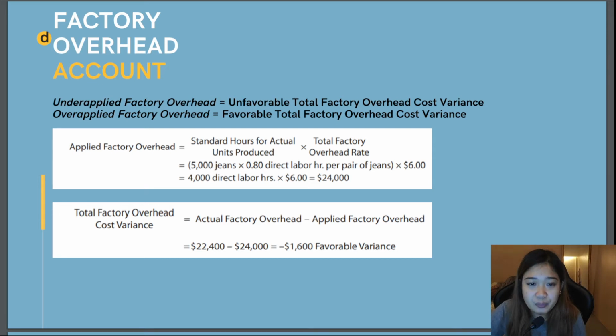At the end of the period, the factory overhead account normally has a balance. A debit balance in factory overhead represents under applied overhead. Under applied overhead occurs when actual factory overhead costs exceed the applied factory overhead. A credit balance in factory overhead represents over applied overhead. Over applied overhead occurs when actual factory overhead costs are less than the applied factory overhead.